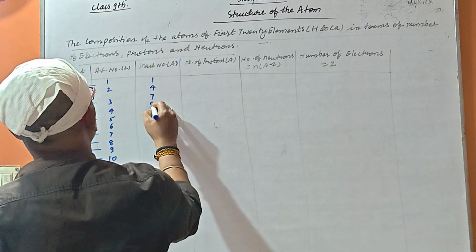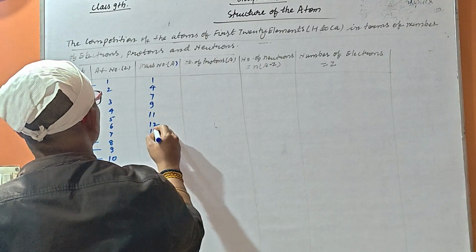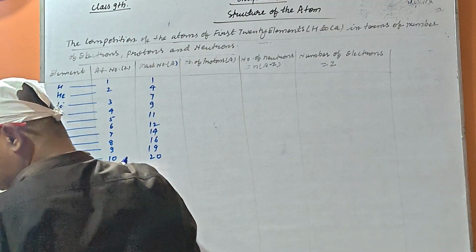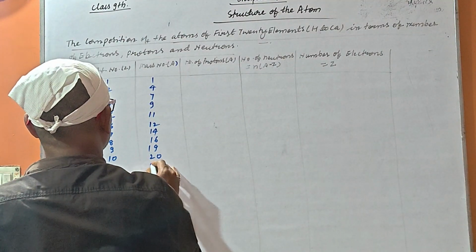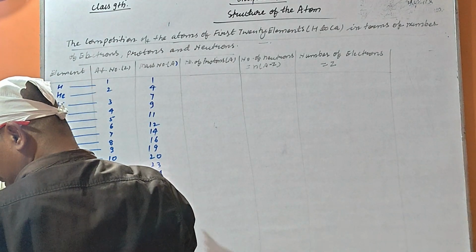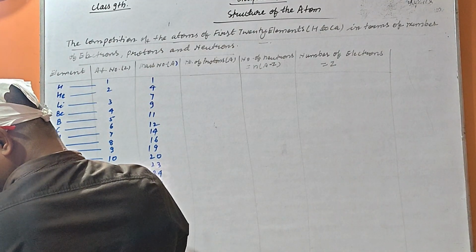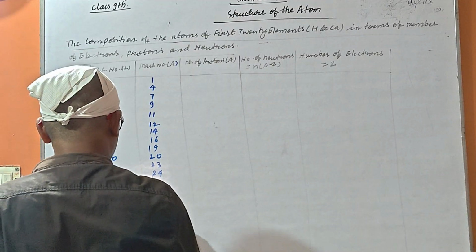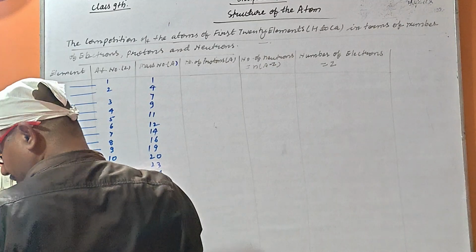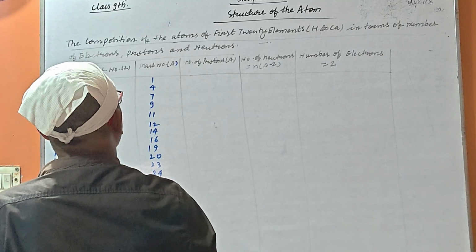Beryllium 9, boron 11, carbon 12, nitrogen 14, oxygen 16, fluorine 19, neon 20, sodium 23, magnesium 24, aluminum 27, silicon 28, phosphorus 31, sulfur 32, chlorine 35, argon 40, potassium 39, calcium 40. Now, the number of protons.